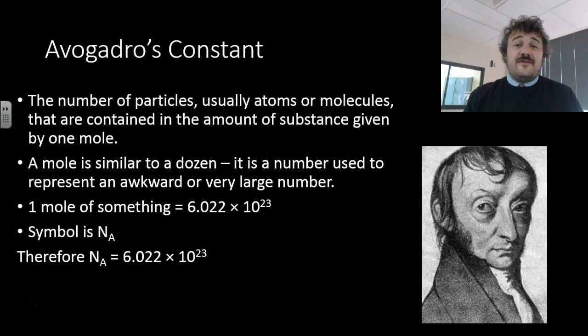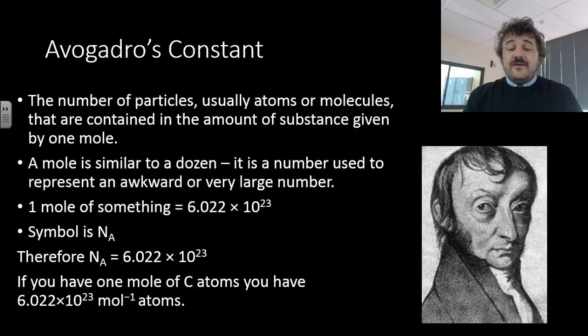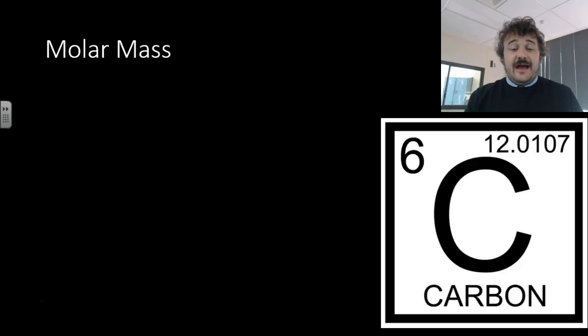This is one of the numbers you'll have to find on the back of a periodic table. And if you have 1 mole of carbon atoms, what this means is you have 6.022 times 10 to the 23 atoms per mole. So 1 mole gives you 6.022 times 10 to the 23 atoms.